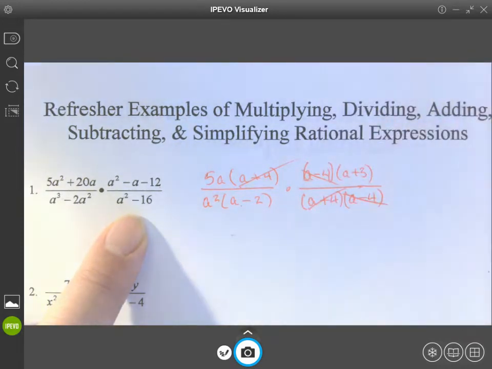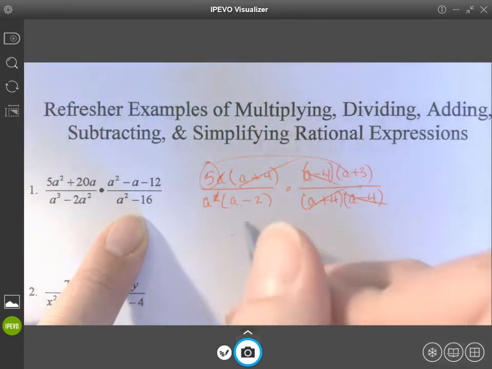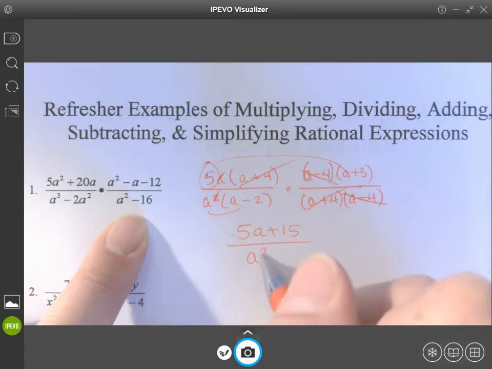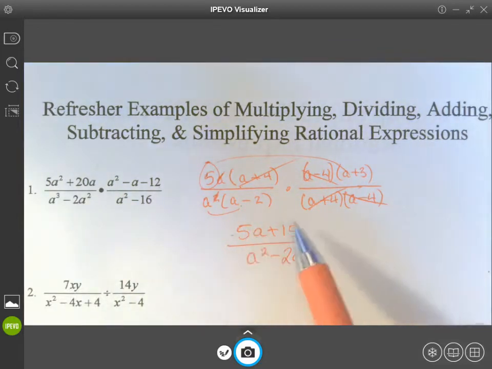There's more that can cancel. Do you see it? This a can cancel with one of these because it's out front. So what's left is a 5 that's going to distribute. So I get 5a plus 15. And the a is going to distribute over a squared minus 2a. If you double check this, they do not have a term in common. They all don't have a's.